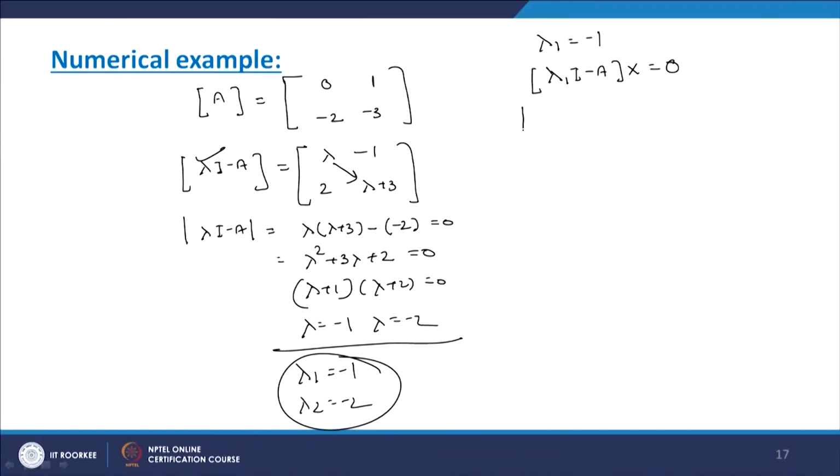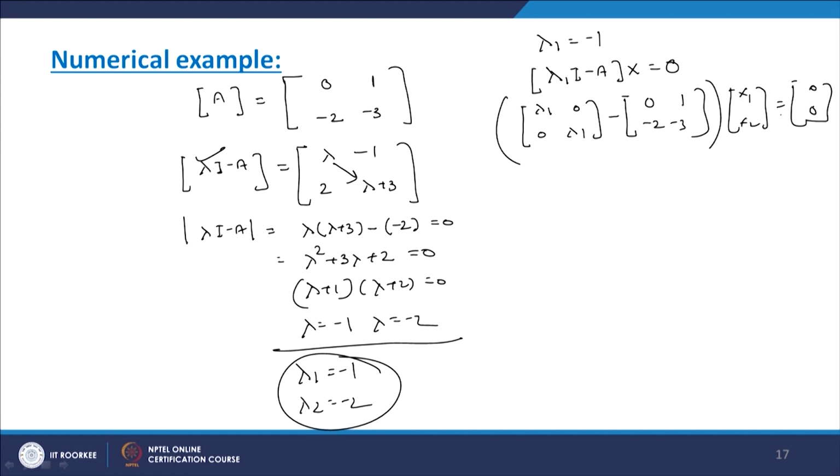So lambda 1 I minus A multiplied by x equals 0. Now we write the equation as lambda 1, 0, 0, lambda 1, minus A. What is the A matrix? The A matrix is 0, 1, minus 2, minus 3, complete. Now the states are x1, x2, equal to 0, 0. Now we have to solve this equation. After solving, we get the equation lambda 1, minus 1, 2, lambda 1 plus 3, times x1, x2, equal to 0, 0.